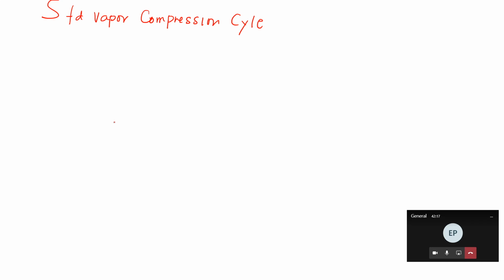So the standard vapor compression cycle is the basic process in refrigeration, o sa pagpapalamig. Bakit na-involve ang vapor compression? Because basically, we are compressing the vapor. We are compressing the gas. What is that gas? The refrigerant. And what is the refrigerant?